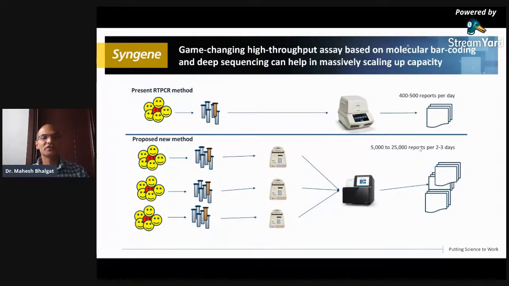There's another approach which involves what is called deep sequencing using molecular barcoding, where you can pool samples from many different patients and then subject them to simultaneous sequencing, and try to subject as many as 5 to 25,000 samples in one test. The test, of course, runs for a very long period of time, but it tells you in an entire population what the spread of the disease is. Now, this is not yet something that I have seen approved, but I know that this is something being worked on, including efforts going on in Syngene to make such a test a reality.